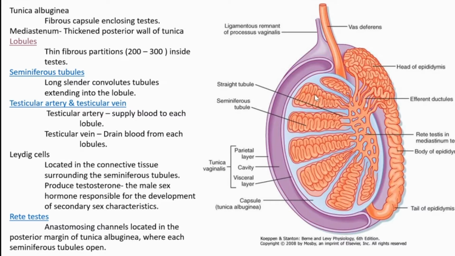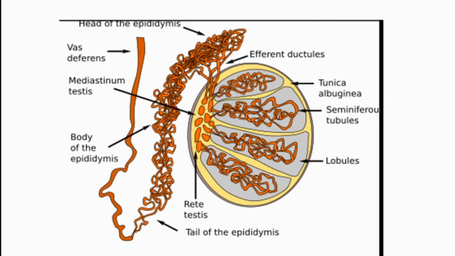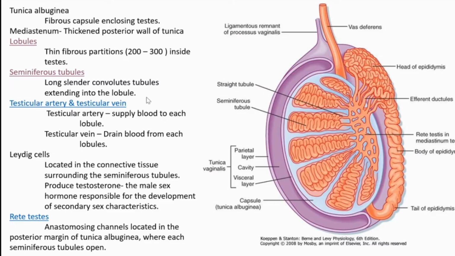Convoluted means folded many times. It's convoluted. Okay, seminiferous tubules. We can see the seminiferous tubules here. They are very clear in this picture also. We can see how they are arranged. A highly convoluted tubule. Long, slender, convoluted tubule extending into the lobule. It extends inside the lobule.